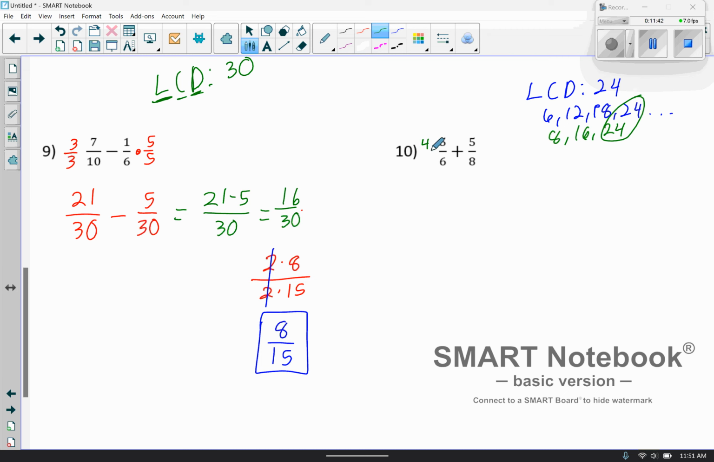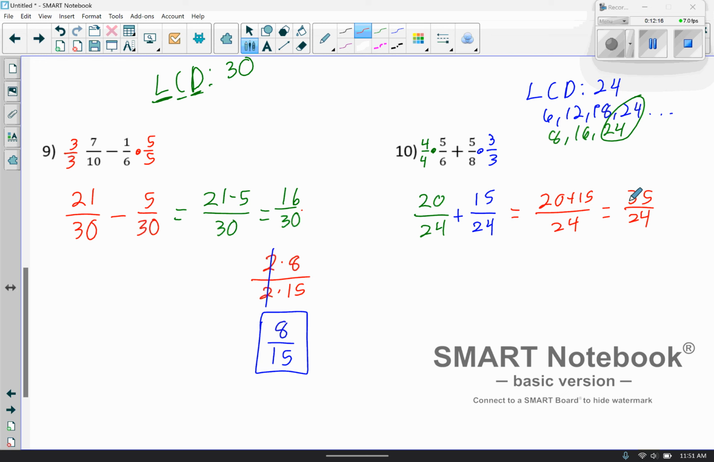Okay, so on the first one, on the 5 over 6, we're going to multiply that one by 4 over 4, and that will get us to 20 over 24. And then on our second one, we're going to multiply this one by 3 over 3, which will get us to 15 over 24. Now we can go ahead and add the 20 and the 15 together all over 24. That will give us 35 over 24.